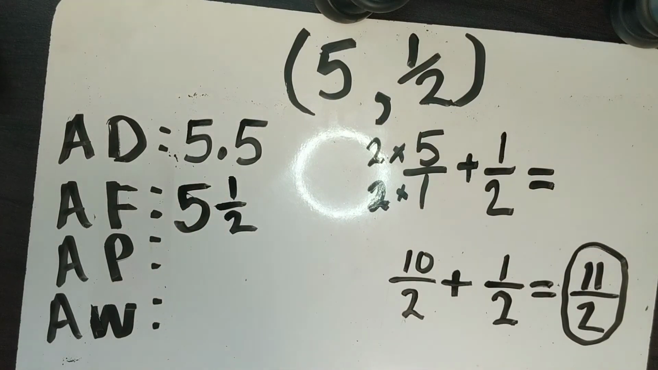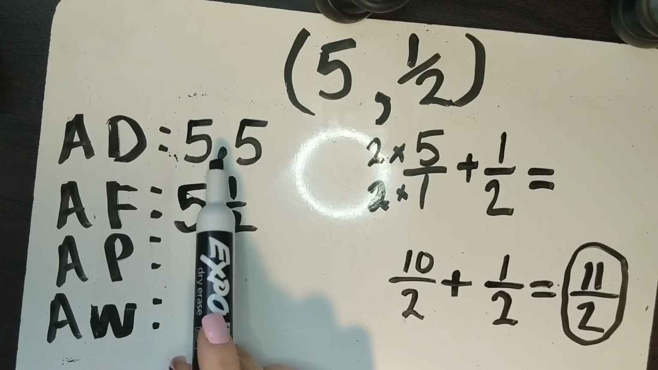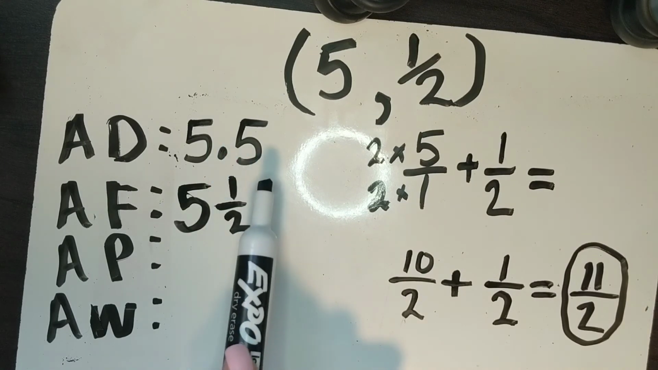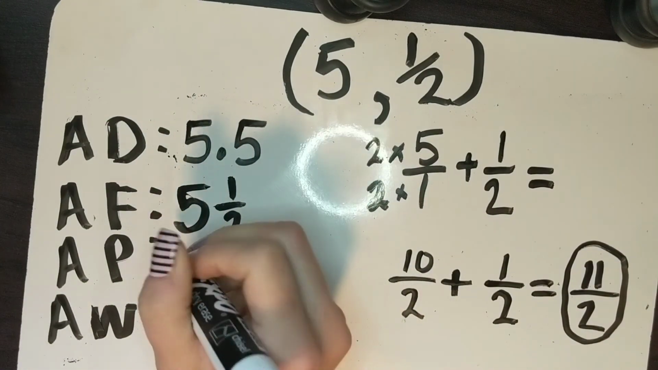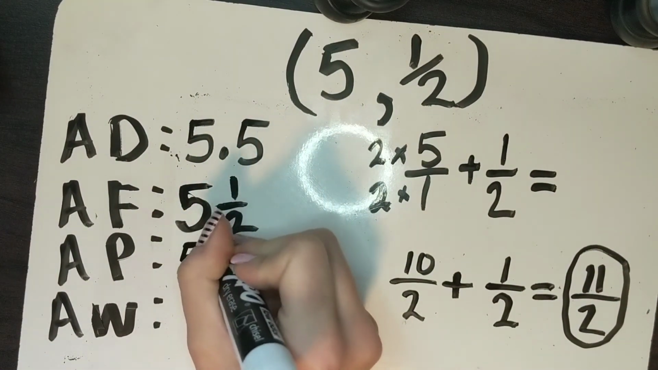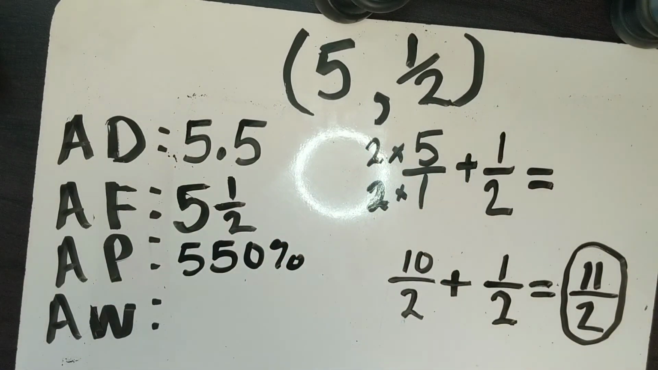Now I need to write my answer as a percent. So to write your answer as a percent, all you have to do is take the decimal from our first response and move it 2 place values to the right, fill in a 0, rewrite that number as a whole number with a percent sign behind it, and it's 550%.